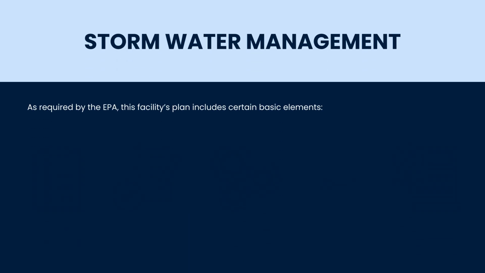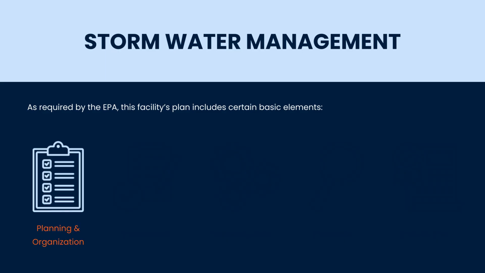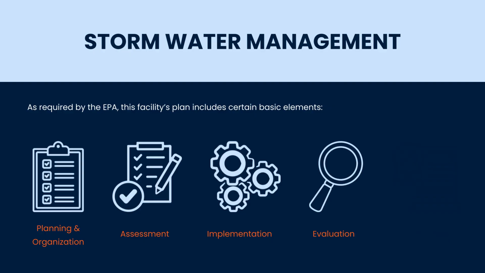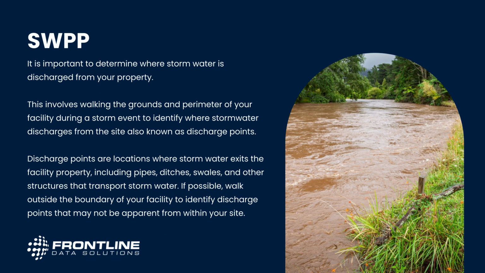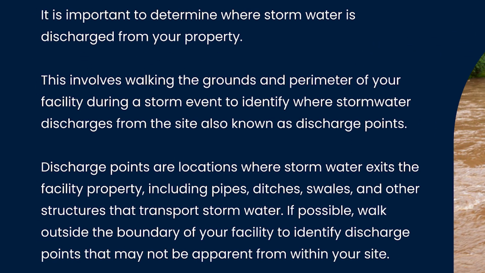Your facility's stormwater program follows a structured process that includes planning, assessment, implementation, evaluation, and certification. Each of these steps works together to ensure the plan is effective and continuously improved. An important first step is identifying where stormwater leaves your site. This requires walking the facility during rain events to locate discharge points such as pipes, ditches, and drainage structures. These locations represent where stormwater exits your property.